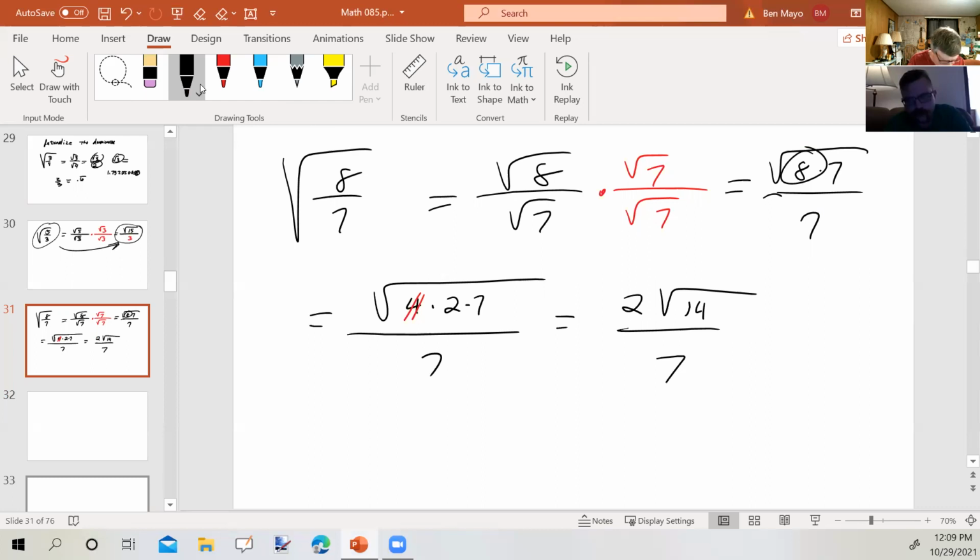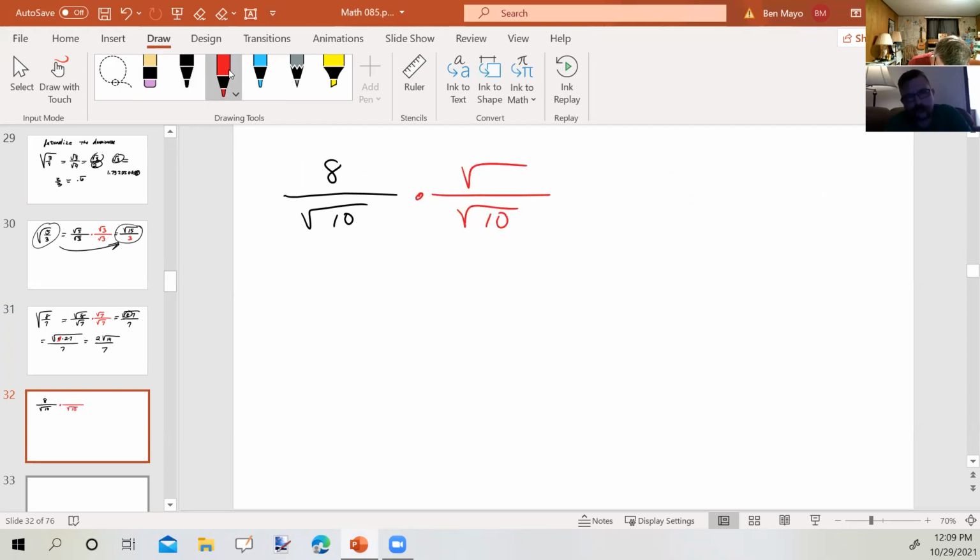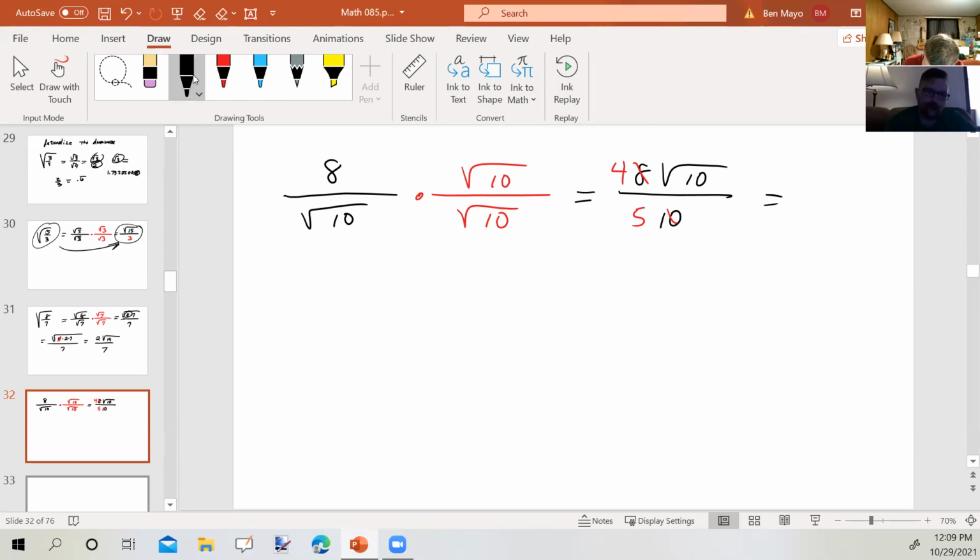Now let's take this one. 8 over the square root of 10. This one has the numerator rationalized, but I want the denominator to be rationalized. So I'm going to multiply the bottom and the top both by the square root of 10. Okay, so far so good. But now I can come back and reduce the 8 outside and the 10 that's outside. So I get 4 square roots of 10 over 5.